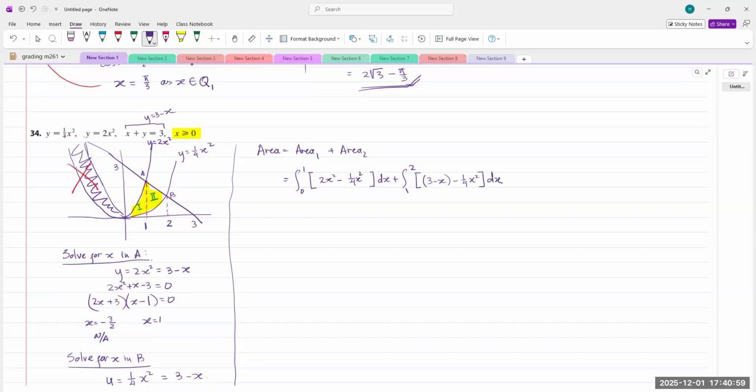Okay, you can pause the video anytime you think I'm too fast. And then I combine like terms first. In my first one here, that's 7/4 x squared dx plus integral from 1 to 2 of 3 minus x minus 1/4 x squared dx. This is 7/12 x cubed from 0 to 1 plus 3x minus 1/2 x squared minus 1/12 x cubed from 1 to 2.